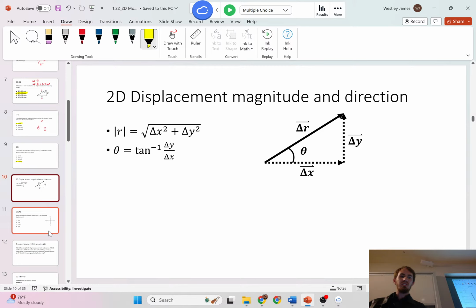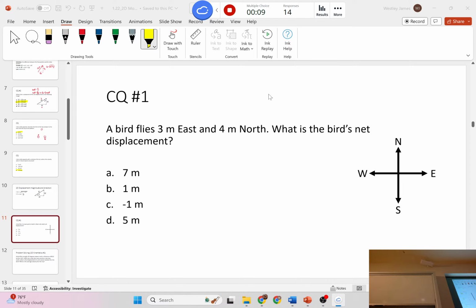So last class we talked about displacement. It's what we've talked about, but now it's 2 dimensions. So if we want to find the total displacement, we find it in the x, we find it in the y, we do the Pythagorean theorem. So let's make certain we're good at doing the Pythagorean theorem. A bird flies 3 meters east and 4 meters north. What is the bird's net displacement? Here's a nice little mnemonic: never eat soggy waffles. That's the way to remember north, south, east, west.